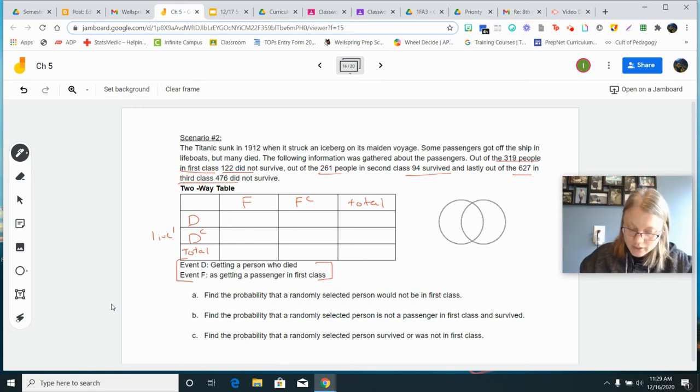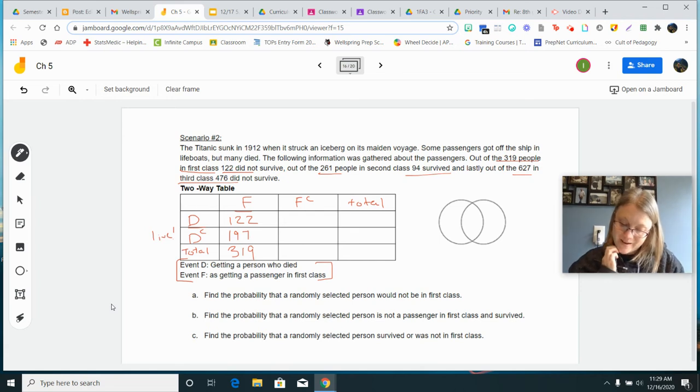So let's first fill in people that were in first class that died, if we can. So it says out of the 319 people in first class. So I know this column should total the 319. 122 did not survive. So those are the people that died. So if we do 319 minus 122, that means 197 of those people lived, did not die. D complement.